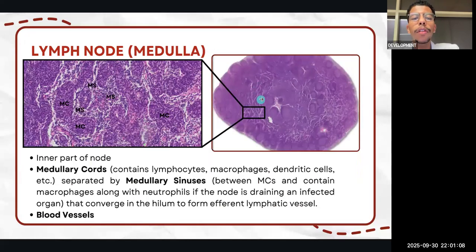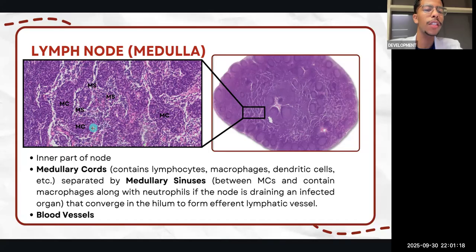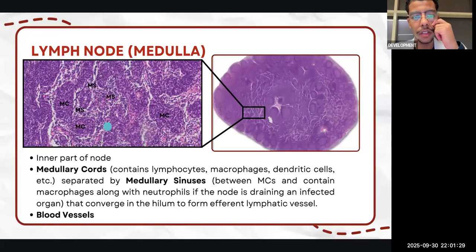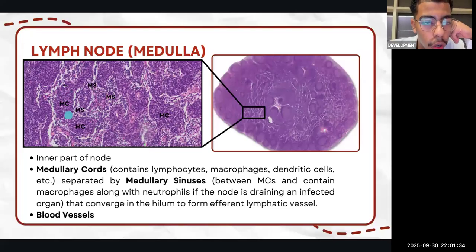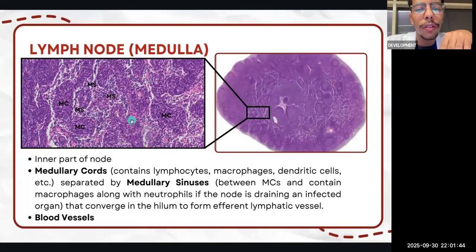And then we have the medulla, which is the central part of the lymph node. Now, in the medulla, we have medullary cords, which again, we said there, we had what in the spleen? We had splenic cords and splenic sinusoids. Here we have medullary cords, okay, which have lymphocytes, macrophages, and dendritic cells. So they basically have all types of cells here in the medullary cords. So wherever you can see a lot of cells clumped up together, that is the medullary cord.